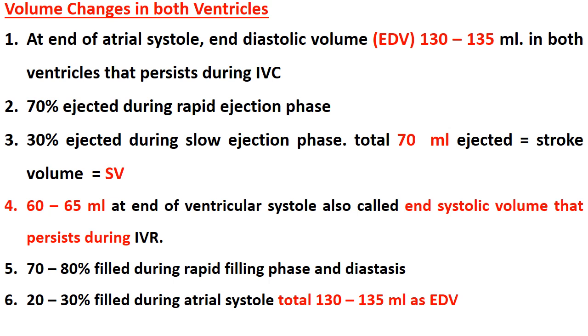Isovolumetric का मतलब ही ये है कि यहाँ volume में change नहीं होना। Now 70% is ejected during rapid ejection phase and 30% is ejected during slow ejection phase out of the total 70 milliliters that are ejected. This is the stroke volume.